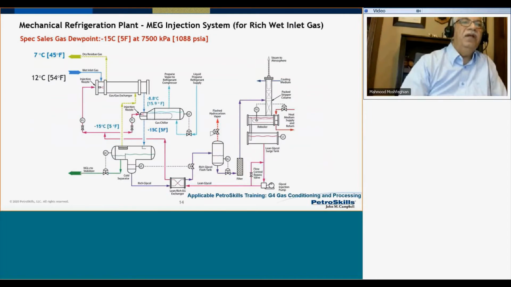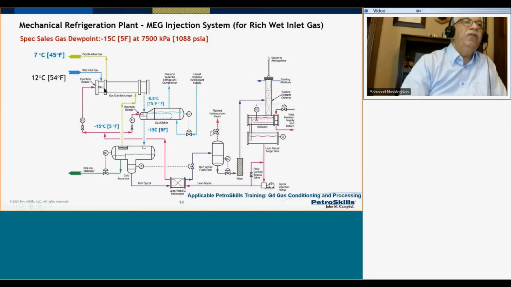Here is an example of where hydrate formation takes place. This is a mechanical refrigeration system with MEG injection to prevent hydrate formation for a rich wet gas. The process gas, wet rich gas, comes into the gas-gas exchanger, going through the tube side. We cool it down from say 54 degrees Fahrenheit to about 16 degrees Fahrenheit, and the hydrate formation temperature for this kind of gas is normally about 60 degrees Fahrenheit. So we go below the hydrate formation temperature.